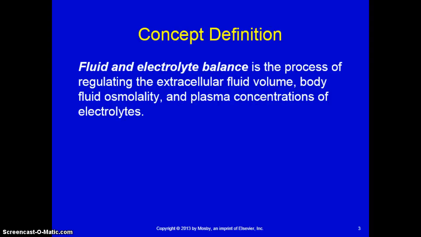So when you think about fluid and electrolyte balance, it is the process of regulating extracellular fluid volume, body fluid osmolality, and plasma concentrations of electrolytes. So fluid is the water plus substances dissolved and suspended in it. You need to think about important characteristics of fluid. When you are considering fluid, you need to consider the volume amount, the degree of concentration or osmolality, and then also the electrolytes, the substances that are charged particles or ions, involved in that fluid.